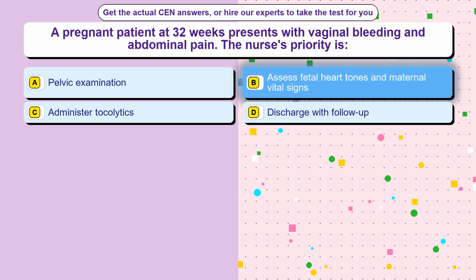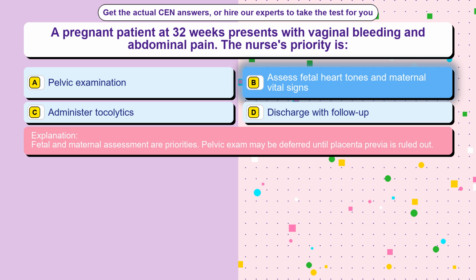The correct answer is option B. Assess fetal heart tones and maternal vital signs. Fetal and maternal assessment are priorities. Pelvic exam may be deferred until placenta previa is ruled out.